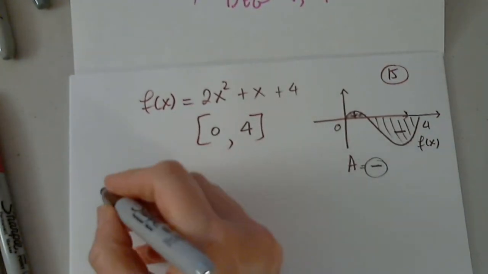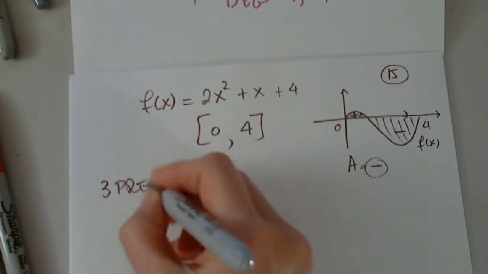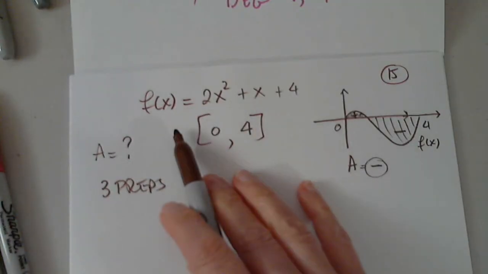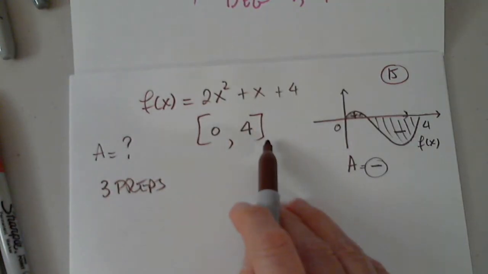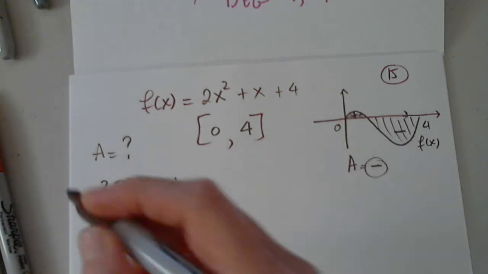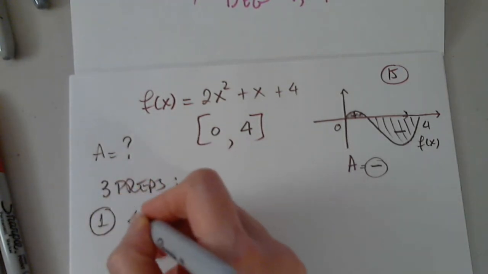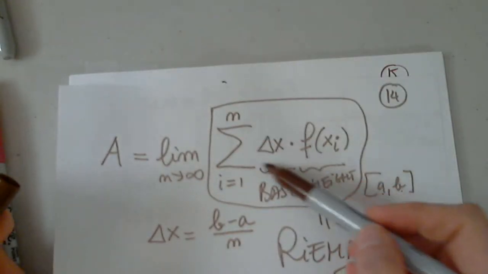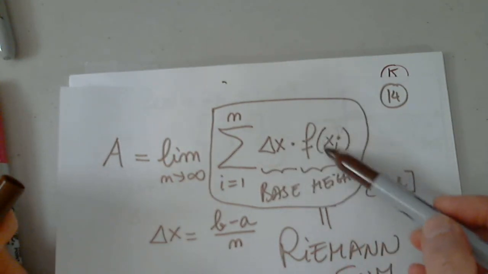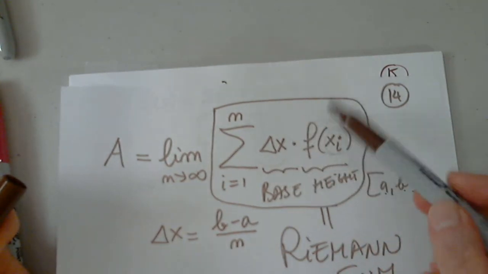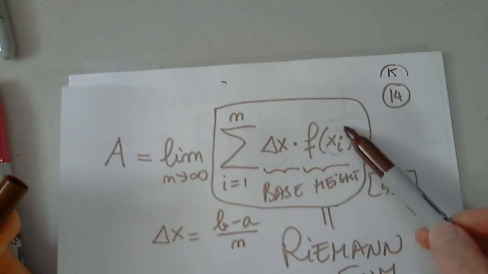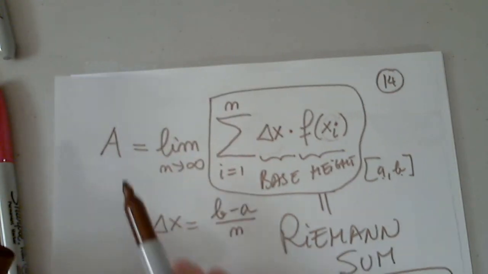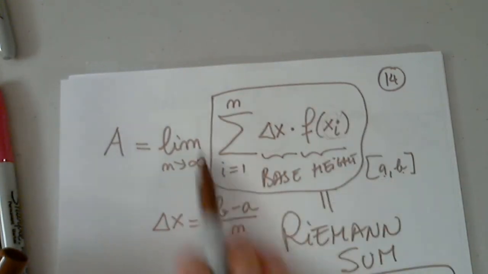Good. So we need 3 preps. The question here is find the area under the graph of f of x between 0 and 4. The first prep is delta x. What are all these preps? These are the preps: 1, 2, and 3. Once I have those, then I can put everything together and determine the area as the limit of the Riemann sum.